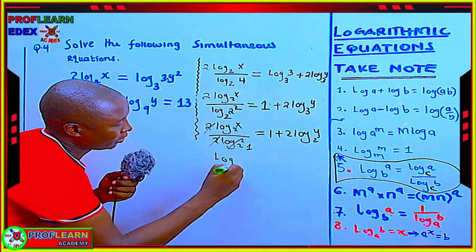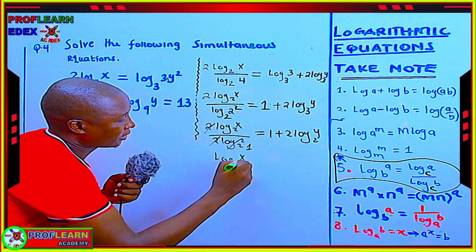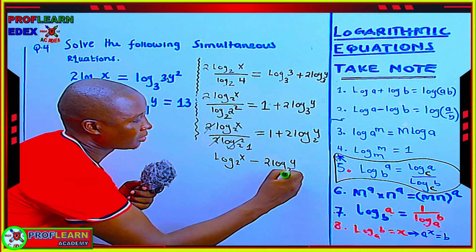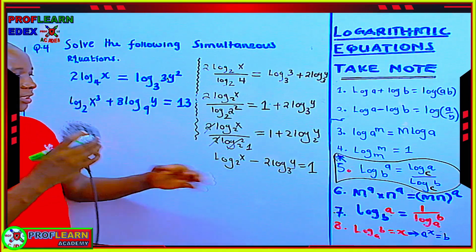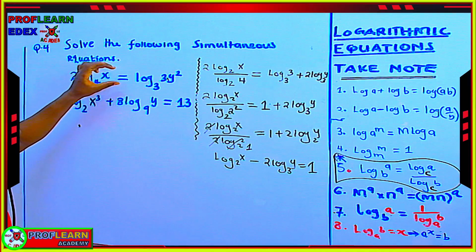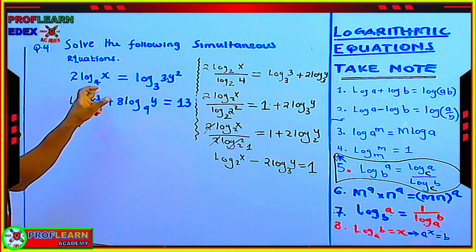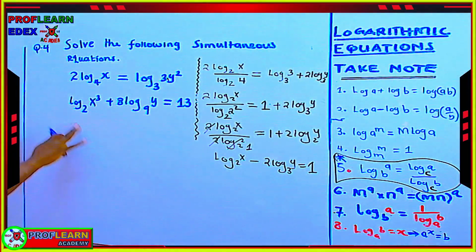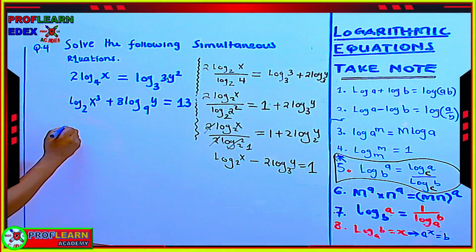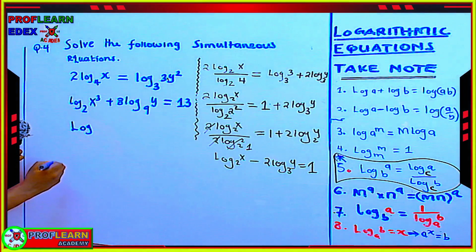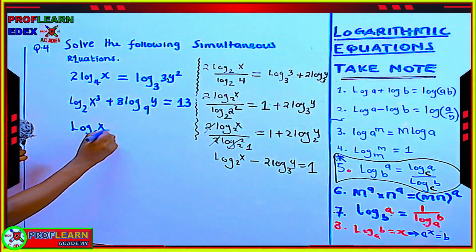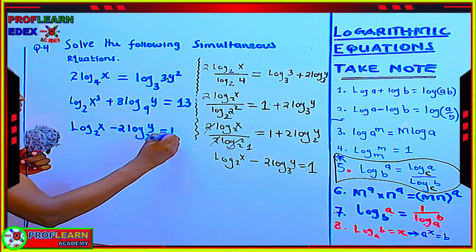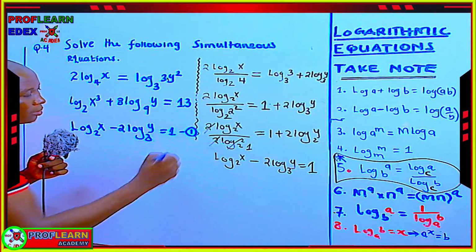We end up having this becoming 1. We are having log x base 2 minus 2 log y base 3 is equal to 1. Now, this is the equation that is representing this in terms of base 2 and base 3. So we can say our equation number 1 that we're going to solve is log x base 2 minus 2 log y base 3 is equal to 1. This is equation number 1.